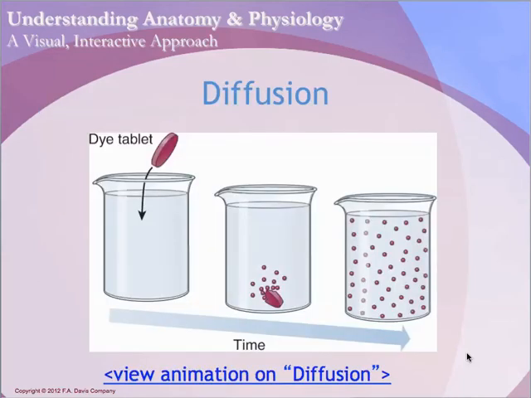So the first process of passive transport is diffusion. And diffusion really is a pretty simple concept. It involves the movements of particles from an area of higher concentration to lower concentration. It can occur in air or water. So this shows you a picture of a dye tablet. You put the dye tablet in, and as the molecules disperse, they're going to move away from where that dye tablet is because there's a very high concentration of particles there.